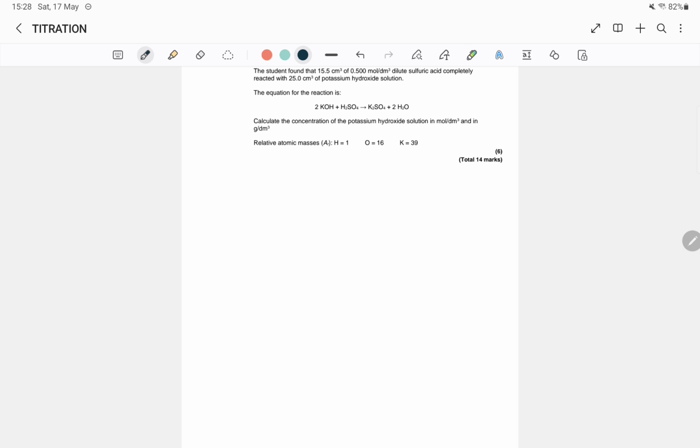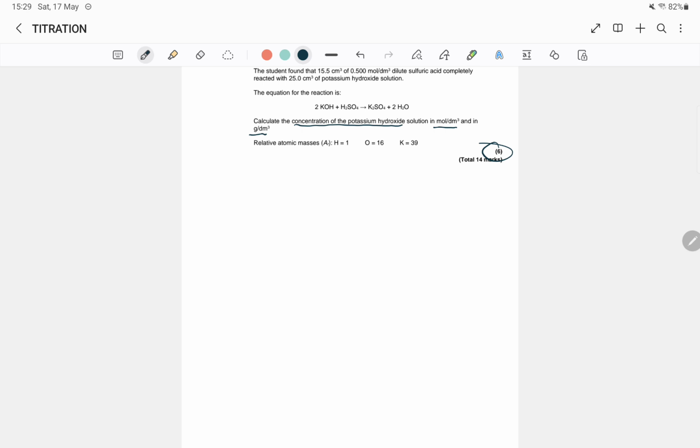So this question, they've asked me to calculate the concentration of potassium hydroxide. It's worth 6 marks. That's telling me they are probably going to ask me to do quite a lot of work for this question. The reason it's worth 6 marks is they want the concentration in 2 units, moles per decimeter cubed and grams per decimeter cubed.